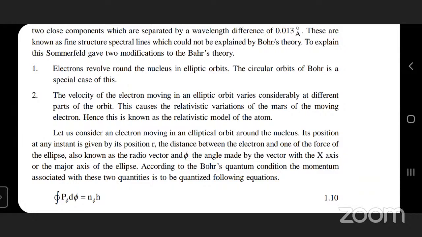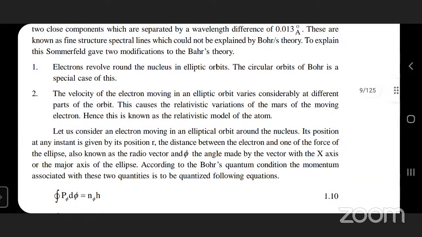The second case is that the velocity of an electron moving in an elliptical orbit varies, meaning it changes. Sometimes it increases, sometimes it decreases, varying considerably at different parts of the orbit. Why is this happening? This causes the relativistic variation of the mass of the moving electron, which is known as the relativistic model of the atom. So these are the considerations for why Sommerfeld entered.